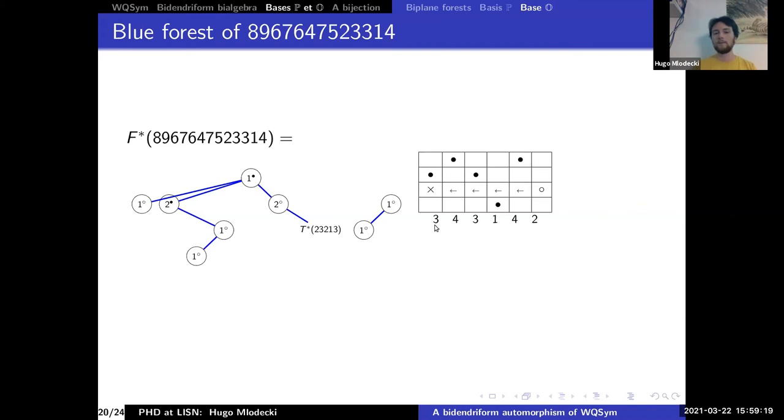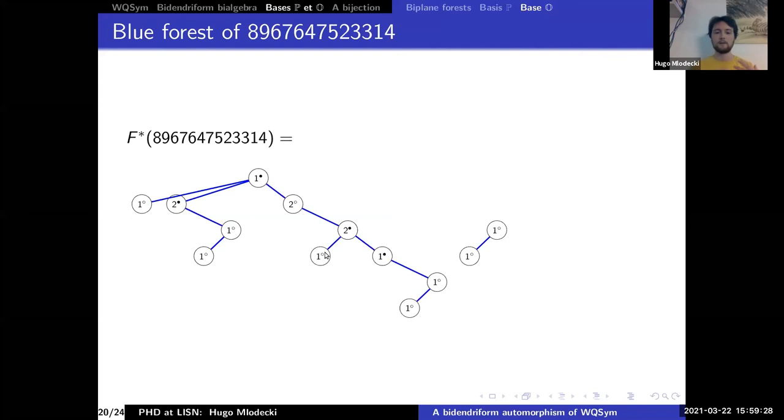Of course, we need to pack the rest of the word because there is no other two. So we pack the three that becomes two, the four becomes a three, the three becomes a two, and the four here becomes a three. And so on, we get this tree, which is not very similar to the red tree, but it is also a bi-plane tree. Well, labels in the nodes are a little different. So that's why the trees' shapes are a little different.